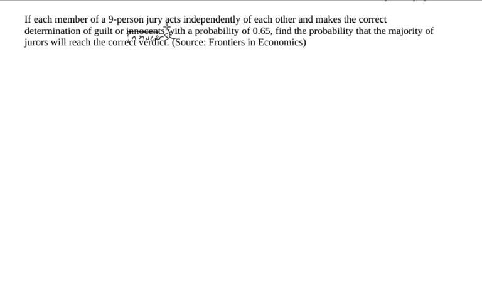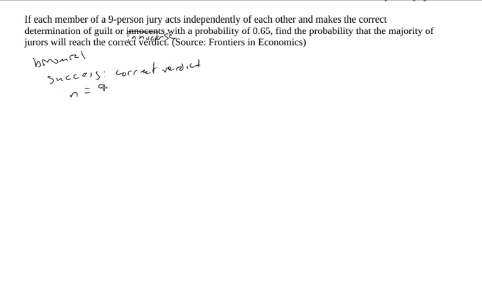So we're saying there are 9 people that are making the decision here. Each of them, independent of the other, makes the correct determination with a probability of 0.65. So I'm saying this is binomial, because we have repeated trials and each of the trials are independent. I'm going to count a success as the correct verdict. I don't know if this is guilt or innocence, but we're just saying the correct verdict, because that's the only thing we care about here.